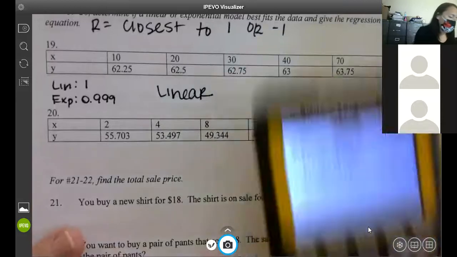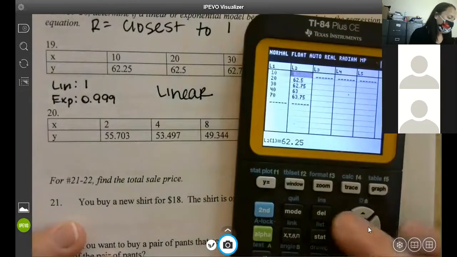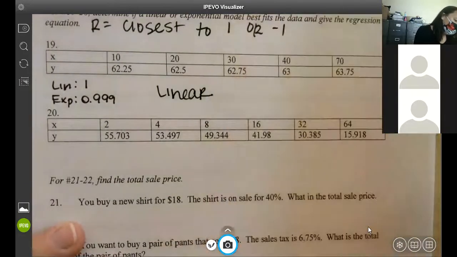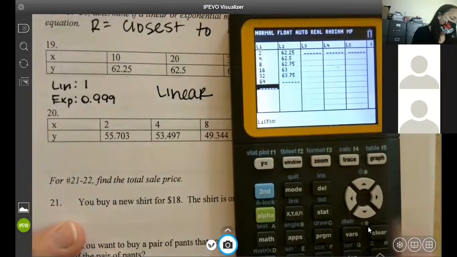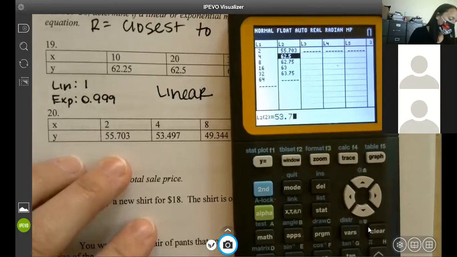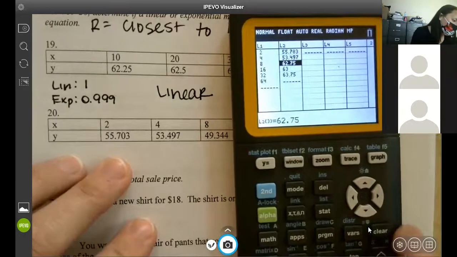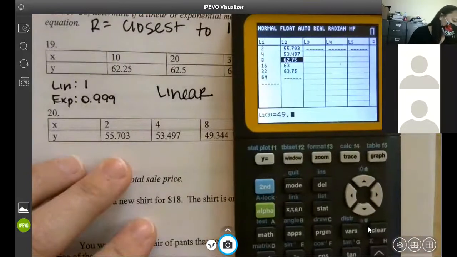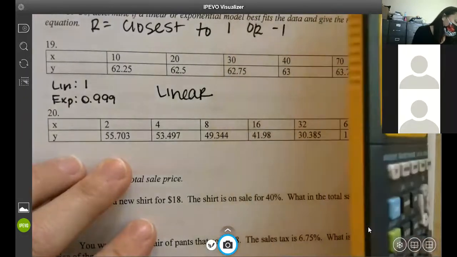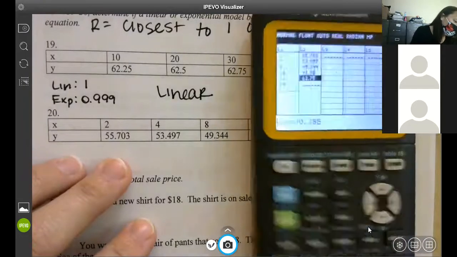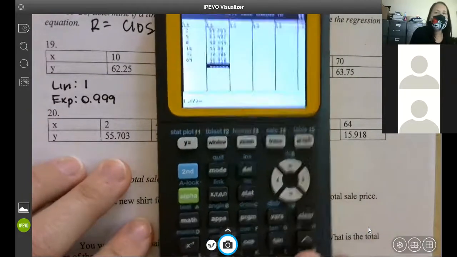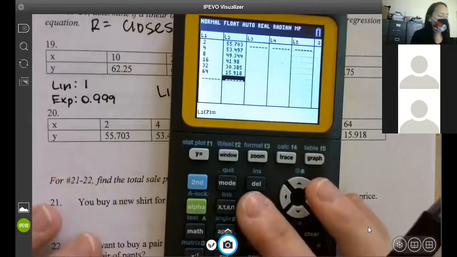If we put our next one in, stat and edit, 2, 4, 8, 16, 32, 64. These are crazy numbers. 497, 49.344, 41.98, 30.385, and 15.918. Okay, once you put those in, check both.